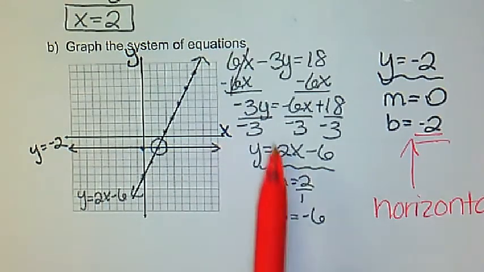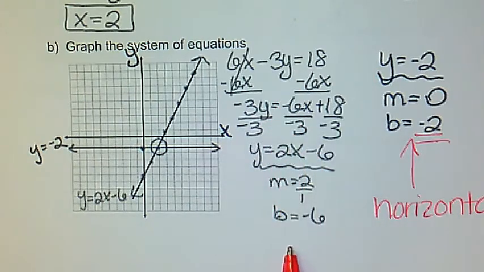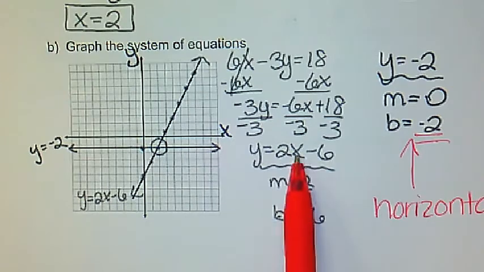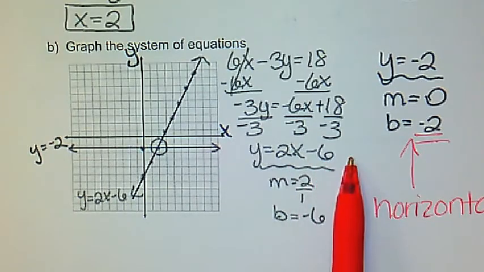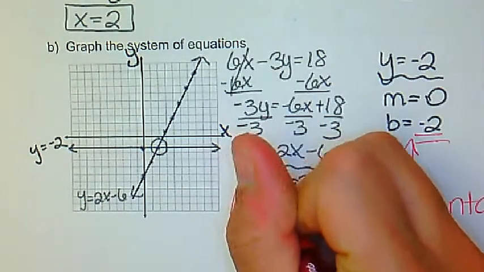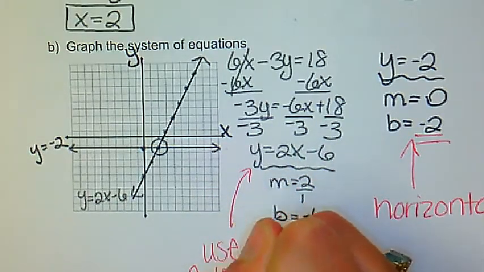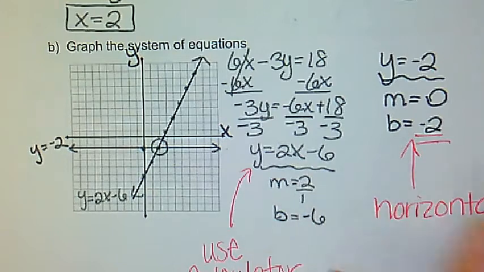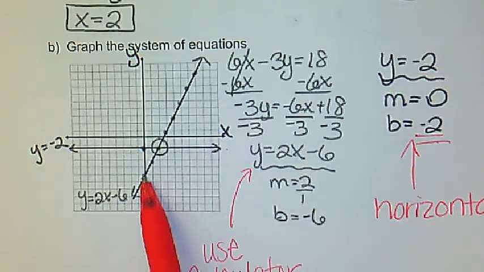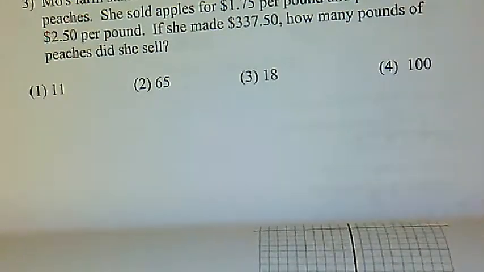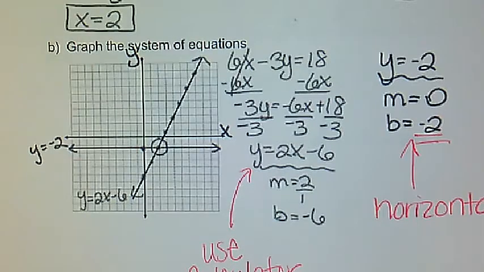Okay, now for the next one, you have to solve. All right, so when I solved this, I got y equals 2x minus 6. All right. Remember, you can put this into your calculator if you need to. Okay? So if you use your calculator, you're going to get a bunch of points. Use your points, and then you will see that, again, it crosses at 2, -2. Okay?